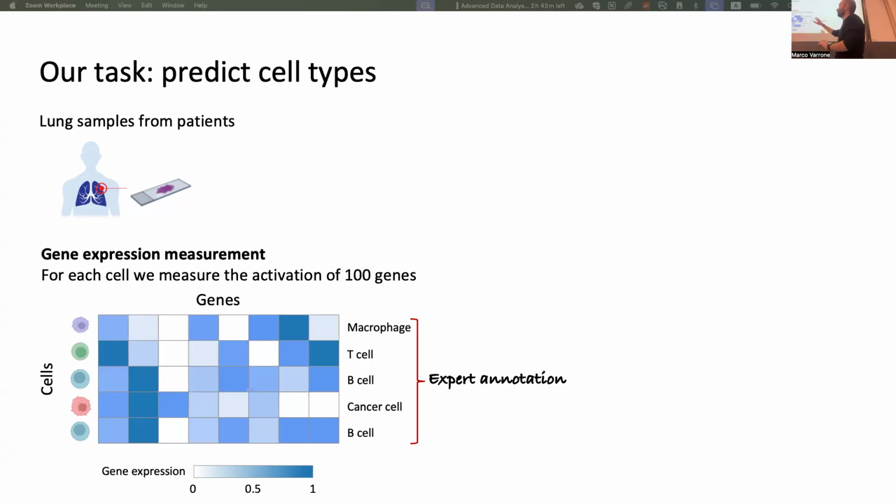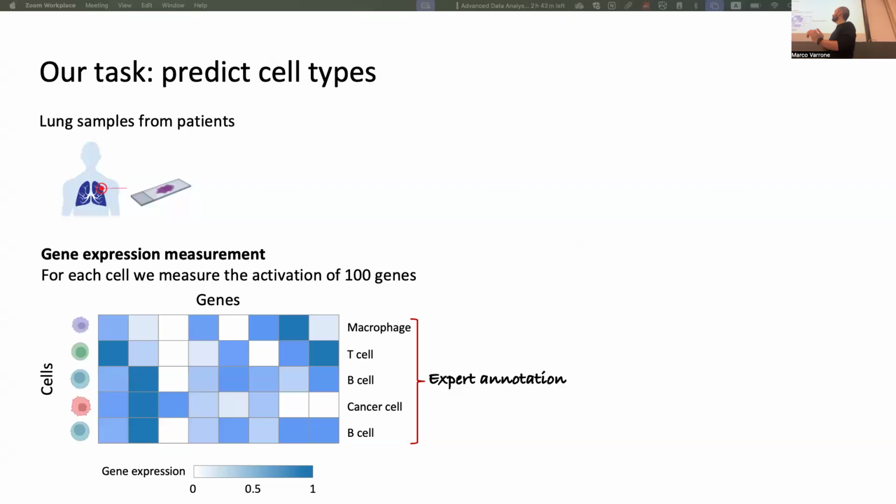In this case, we're going to consider only 100 genes, even though usually it's around 20,000 per human. And imagine that an expert came and annotated all the cells with the cell type that it is, based on which genes are activated. Usually, the way you do it is that you cluster cells based on their gene expression. Then you look at which markers characterize those groups. And then based on which genes are specific for those groups, you can see, this is a macrophage, this is a T cell, this is a cancer cell, and so on.